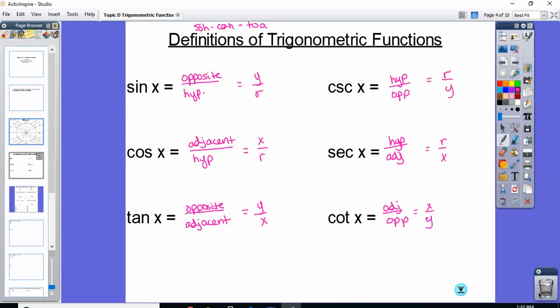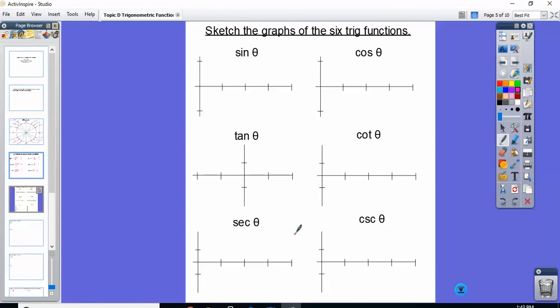Let's talk about graphs now. So sine falls between -1 and 1. These points are representing our quadrant breaks, so pi over 2, pi, 3 pi over 2, and 2 pi.